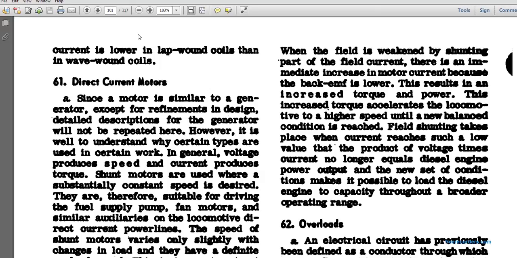61 Direct current motors. Since the motor is similar to the generator except for refinements, design, and detailed description of the generator will not be repeated. However, it is well understood that certain types of motors are used for certain work, and that voltage precedes speed, and the current produces the torque.